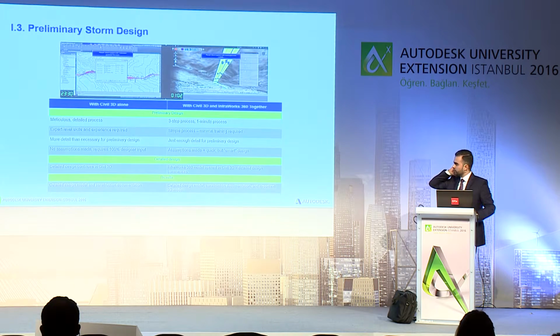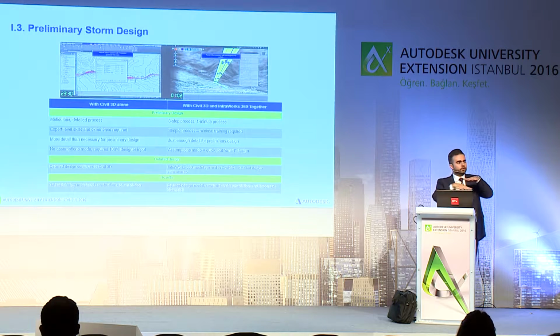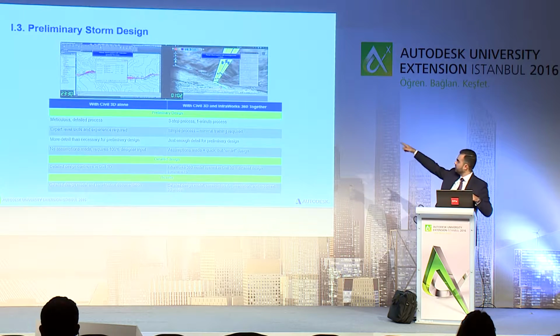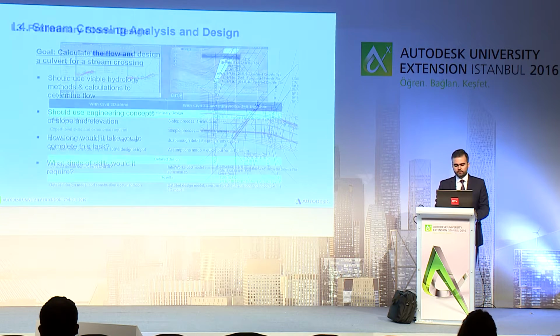So again, this is just a summary of the results. A 3-step process versus a very tedious and time-consuming process. It requires less expertise, and it's very visually compelling because you can see everything in 3D, and you can actually analyze if you have any existing utilities underneath your road in InfraWorks. You can see if, for example, a certain utility or electricity line is hitting any of your structures. You can move it back and forth easily. So there are many benefits to using InfraWorks besides saving on time.